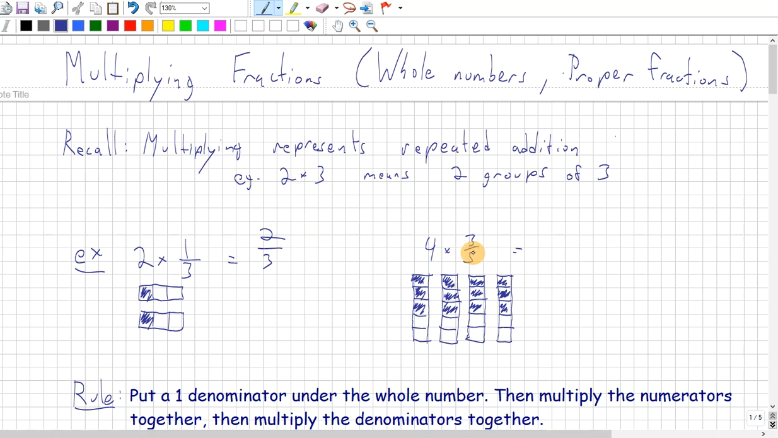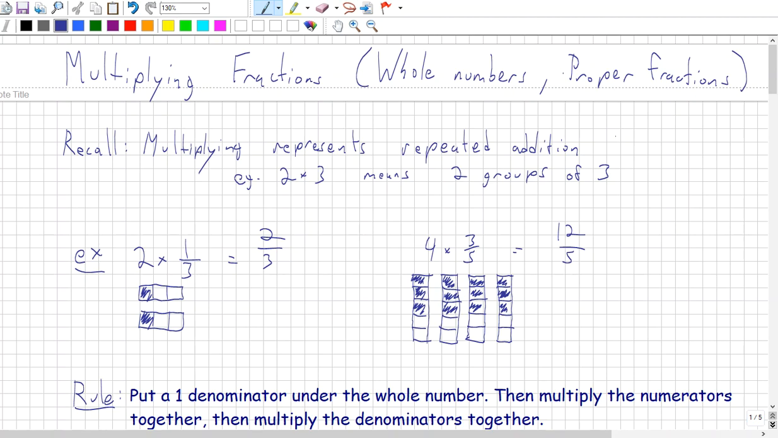Again, we have 4 times 3/5, so 4 groups of 3/5. So you could count them all. This is the slow way to do it. I'll show you how to do the fast way in a second here, but this is the slow way. You'd have 1, 2, 3, 4, 5, 6, 7, 8, 9, 10, 11, 12. So I have 12 fifths. Okay, so that's kind of, again, it doesn't work perfectly because fractions are a little more complicated than this, but it's sort of like repeated addition, right?